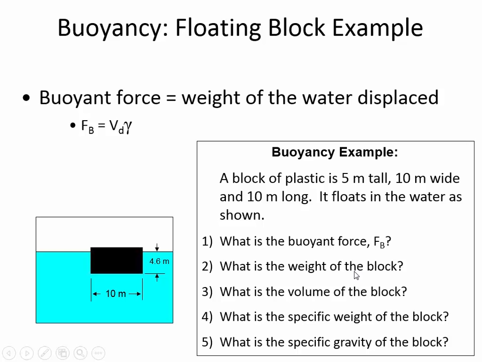So to illustrate that, I'd like to have you work either individually or with a partner to go through each of these 5 steps and determine, based on how it's floating, what is the buoyant force, what's the weight of the block, and so on. What we know is that this block is 10 meters wide, 10 meters long, meaning 10 meters into the page, and then the total height of this face is 5 meters. As you can see, the dimensioned distance of 4.6 meters is referring to from the edge to the water line. So this isn't fully submerged. This is only partially submerged.